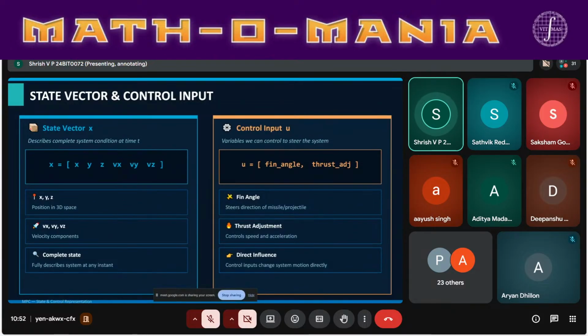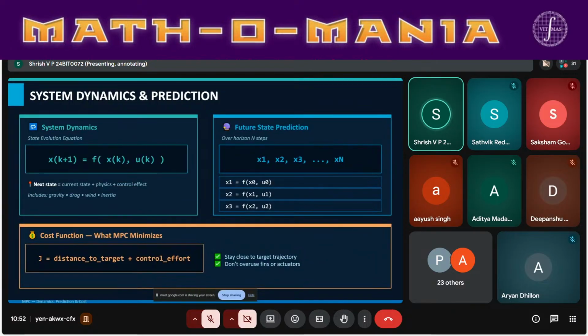So putting it all together, now we have the state which tells what the system is doing, and the control which tells how we can change it. This is the very foundation of MPC. Now the next slide.